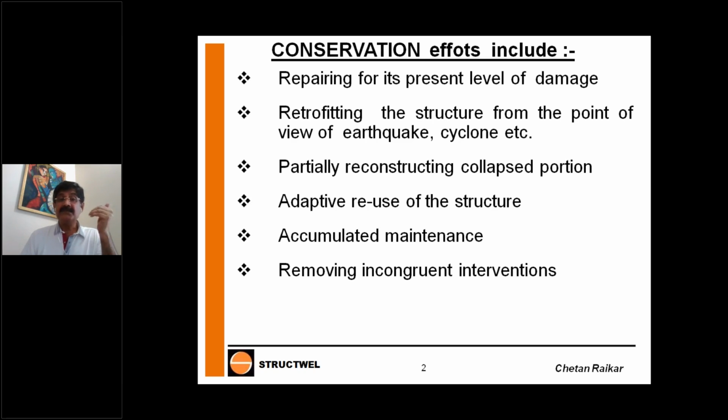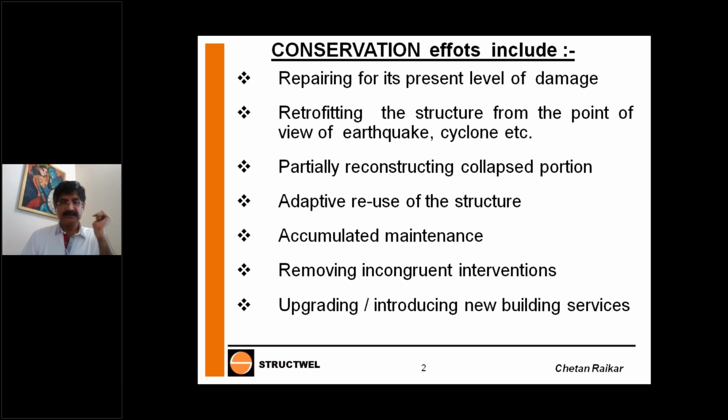But in some cases, we want to remove the incongruent ones. We will come to those slides also. And upgrading or introducing new building services. When we are making adaptive reuse of a structure, we want to upgrade or introduce new building services.